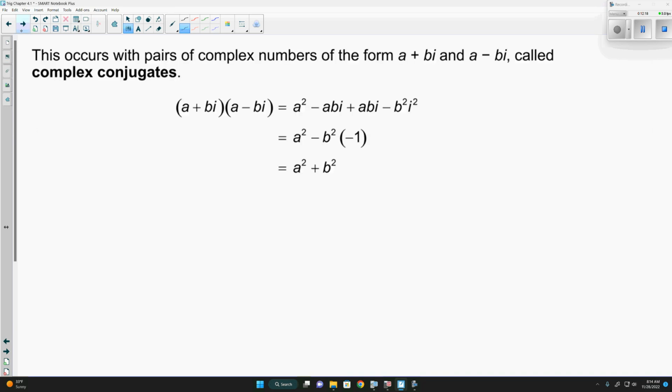All right. Next thing we're looking at is complex conjugates. A complex conjugate of a complex number is just changing the sign in front of the imaginary term. If one of them's positive, the other's negative. If one of them's negative, the other's positive. And when we multiply them out, it's already written here. We end up with a squared plus b squared. All the I terms will cancel out when we multiply it by its conjugate.